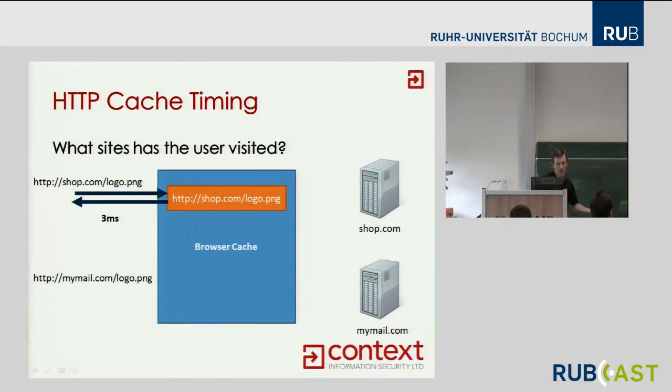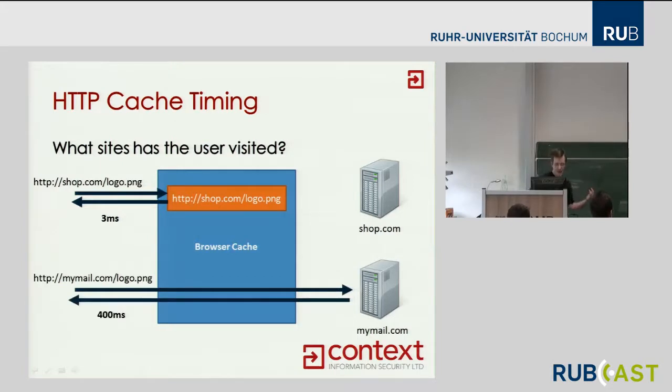And for another URL, if it's not in the cache, this time it will go to the server and then come back, and it will obviously take longer because it had to go over the internet. But then after that, obviously that image is then cached. So this isn't an attack that can be repeated because the attack itself will alter the user's cache.